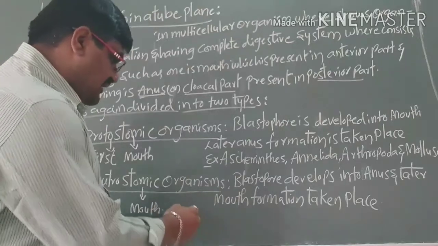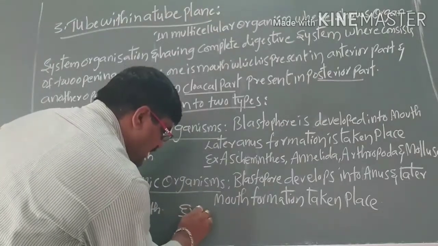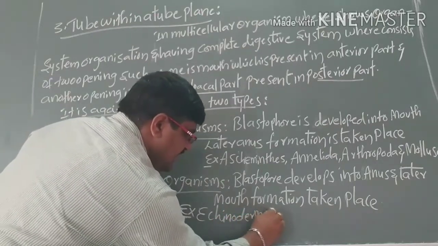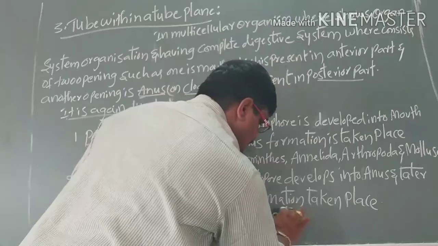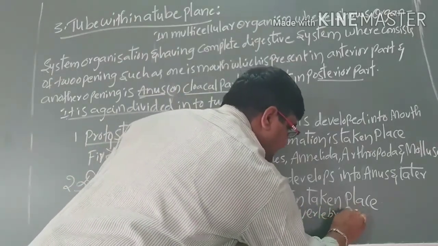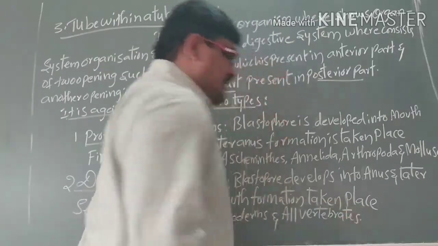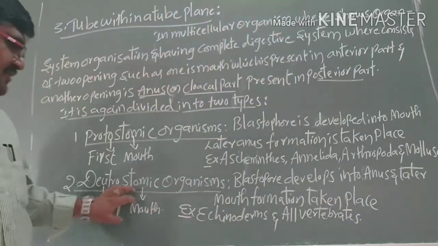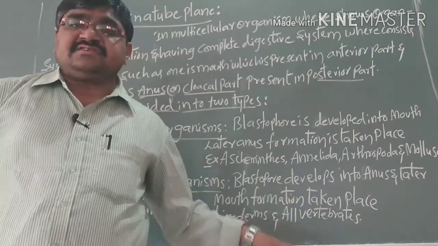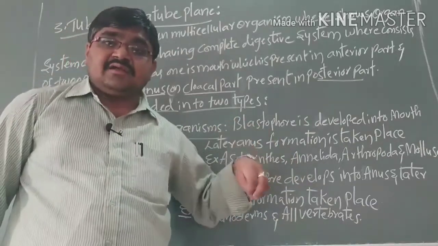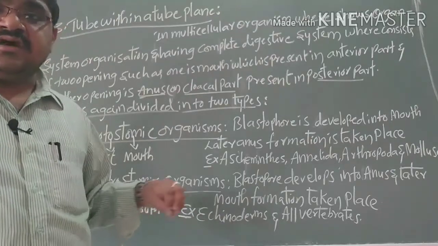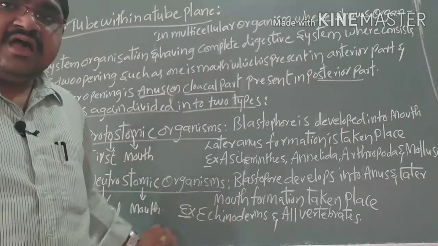Examples we can take: echinoderms and all vertebrates or chordates. All vertebrates are chordates that are produced from the deuterostomes, where the mouth formation takes place secondly. First the blastopore develops into the anus, later the mouth formation takes place. Such organisms are called deuterostomic organisms.